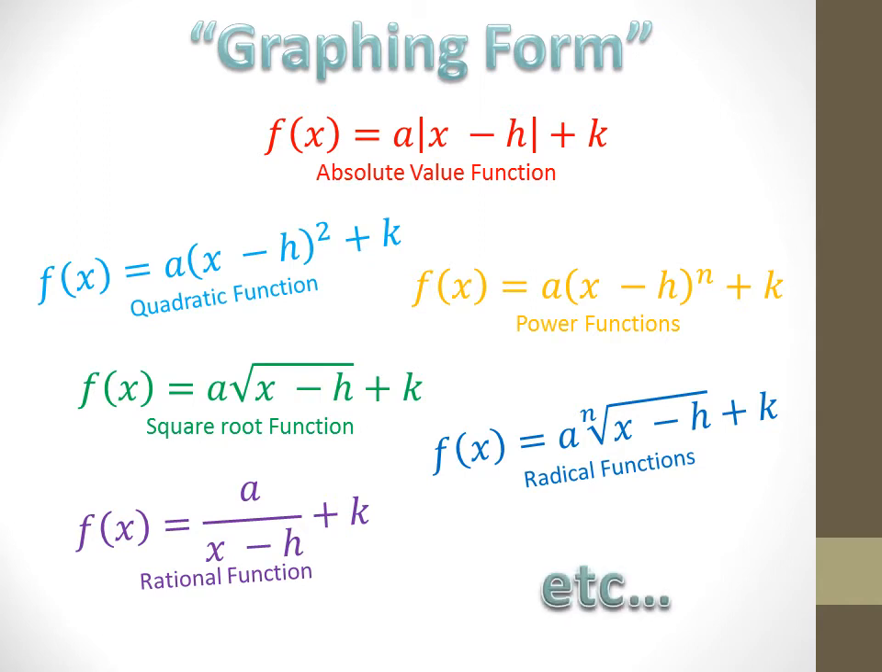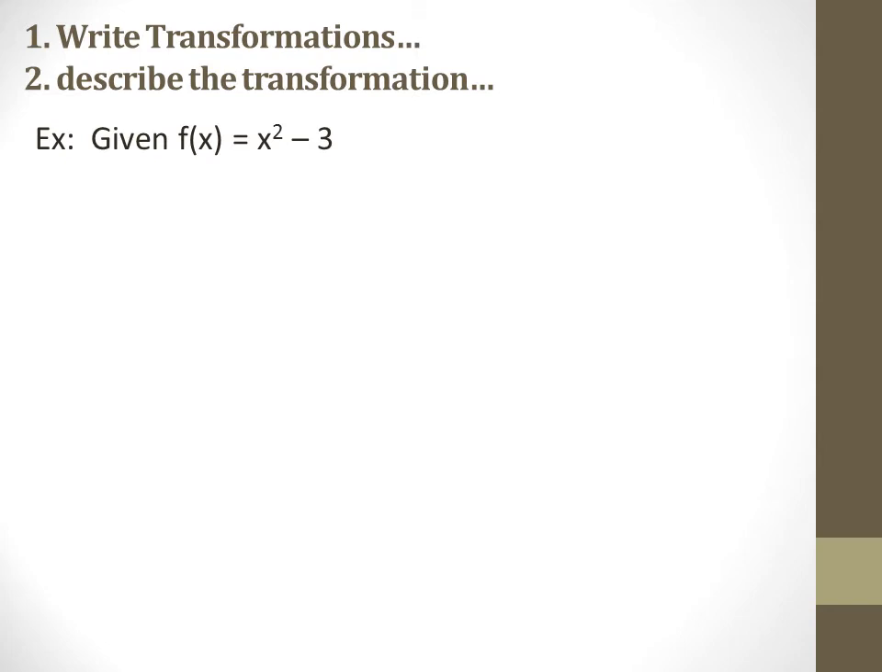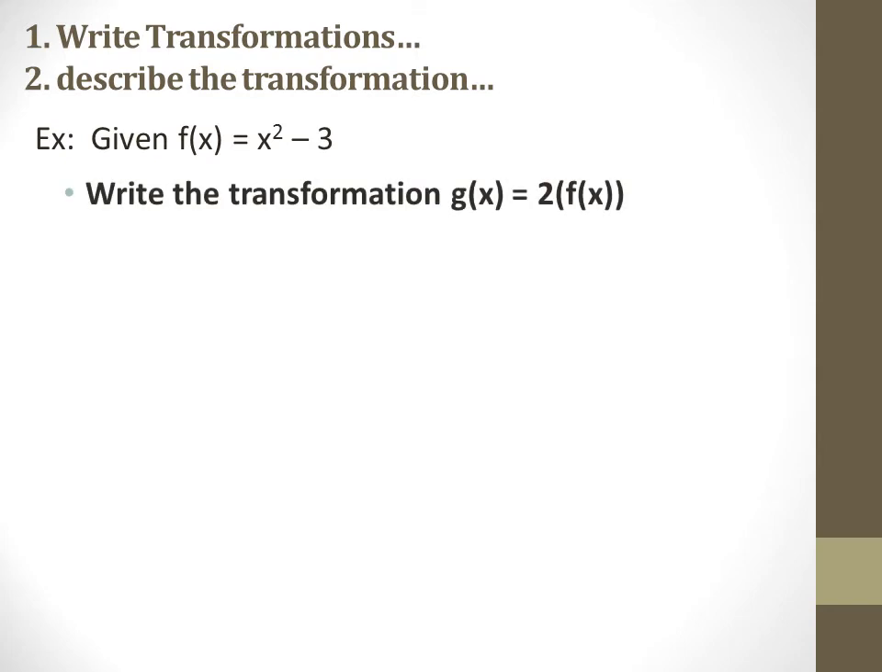So let's take a look at our first example. We're given f of x equals x squared minus 3. We're going to do two things here. We're going to write the transformation function as an equation, and we're going to describe the transformation. Here's our first transformation. Let's write the transformation g of x, which is 2 times our function f of x. g of x equals twice our function f of x. So let's sub in x squared minus 3 for f of x. All we have to do to simplify this equation is distribute the 2 through. And our end result becomes 2x squared minus 6.